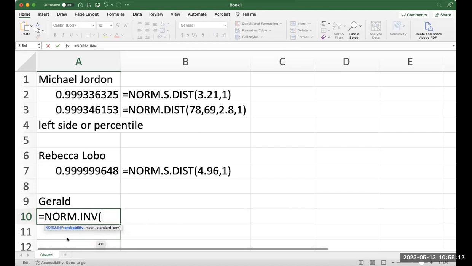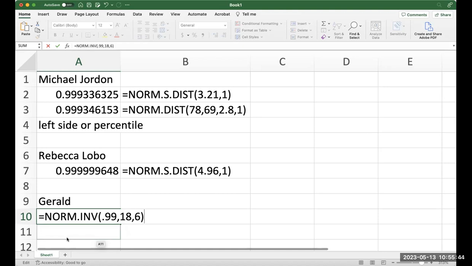And be warned, Excel works like the table. It's only communicating everything to the left side, okay? Now we're okay because 0.99 is the left side. And when it says percentile, that is the left side. And then we're going to put in the mean of Gerald, which is 18, and the standard deviation, which is 6. So this is going to get us the final answer, which we didn't even finish.